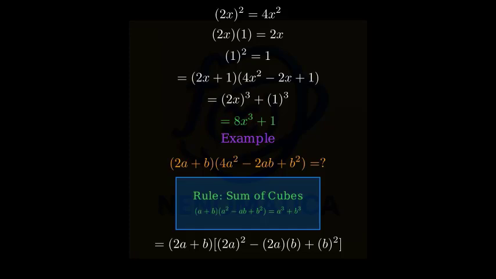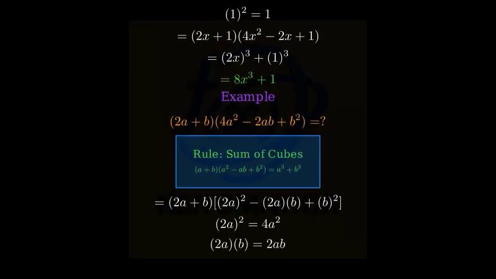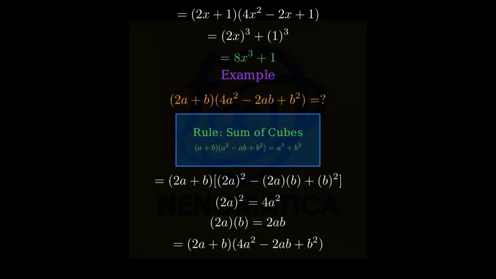Now, let's verify what a squared is. A squared is 2a squared, which equals 4a squared. Next, let's calculate ab. ab is 2a times b, which equals 2ab. And finally, b squared remains as b squared. So the second term becomes 4a squared minus 2ab plus b squared. This matches our original expression, confirming we can use the sum of cubes identity.